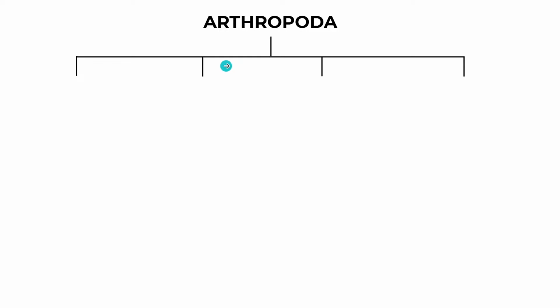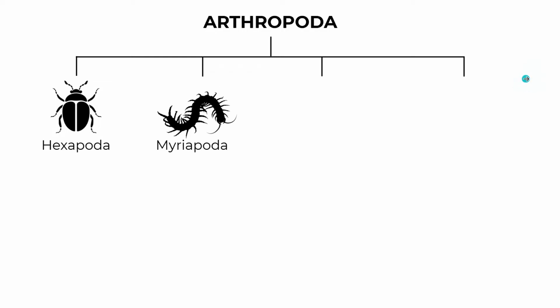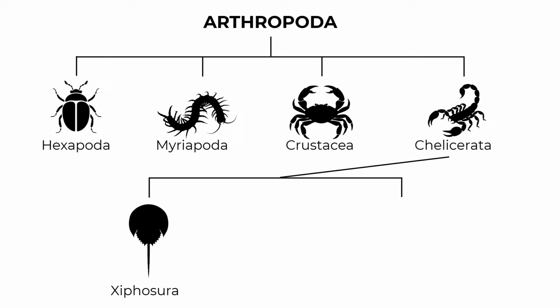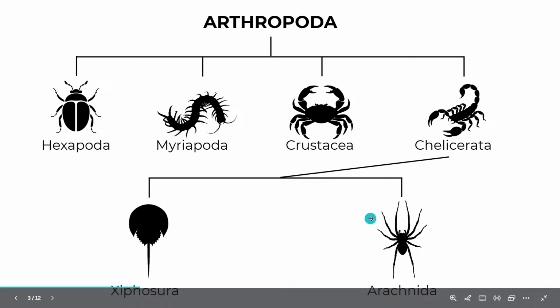These are animals with an exoskeleton. And under arthropods, we have hexapods, which will be your insects. Myriapods, which are going to be your centipedes and your millipedes. Crustaceans, so crabs, lobsters, shrimp. And then we have Chelicerata, which are a little stranger. Usually most people are like, what is Chelicerata? What are chelicerates? So Chelicerata then splits off into 2 different branches where we have the Xiphosura, which are horseshoe crabs, and then we have arachnids, which are spiders, scorpions, mites, and ticks.